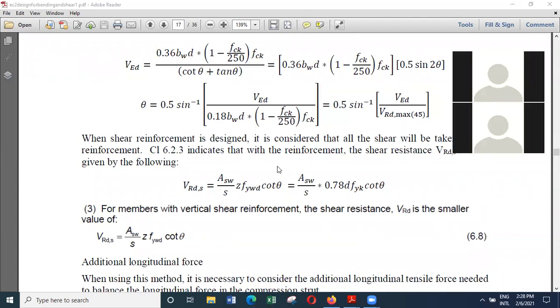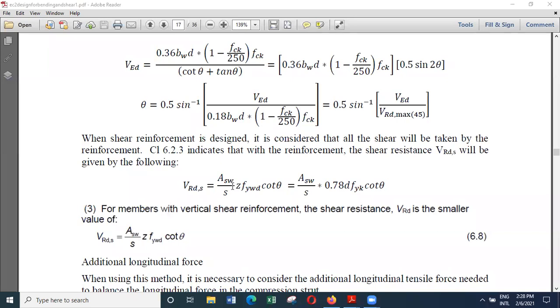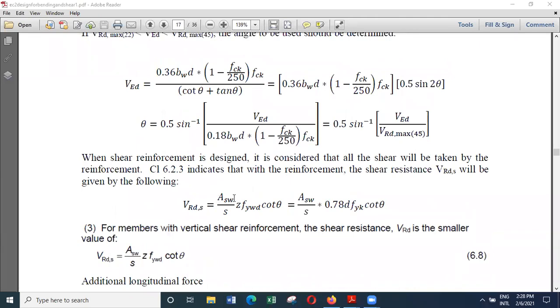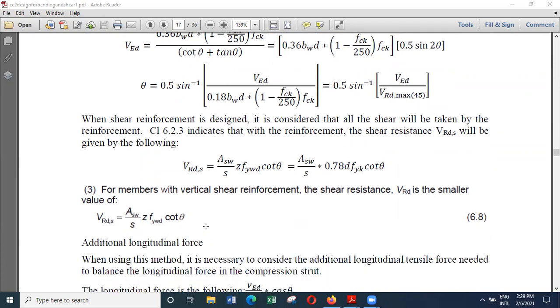And it is given by Sw, the area of a link divided by spacing. That will tell you the amount of reinforcement available over a given length. And then it is also given by Z cot theta. So you'll find that the amount of reinforcement required will be given by this equation, and this is the equation that is given in the code.